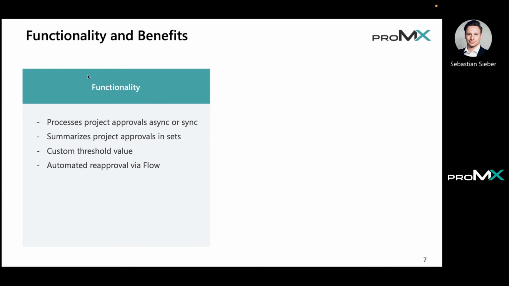Also, if it should fail at the end, which shouldn't happen that often anymore, you also have a log file there in the notes. There's a notes attachment on each of the approval sets that holds all the information for each approval that gets processed within that approval set. With that, you can find out what is happening, why your approval didn't proceed correctly. So as mentioned, we are summarizing the project approvals in sets.